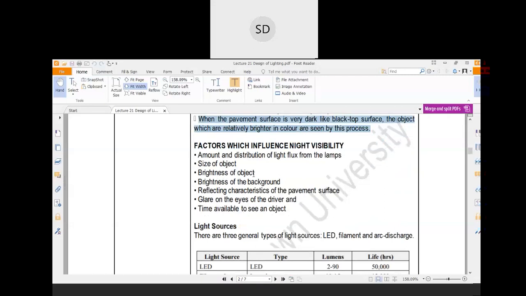Now there are different factors which influence night visibility. First one is the amount and distribution of light flux from the lamps, that is the amount of light from the lamp and how it is distributed. Then the size of the object, brightness of the object, brightness of the background, reflecting characteristics of the pavement surface, glare on the eyes of the driver, and time available to see an object. So these are the different factors which affect night visibility.